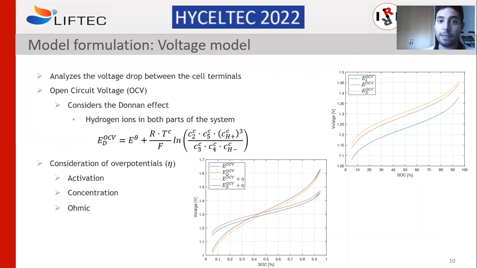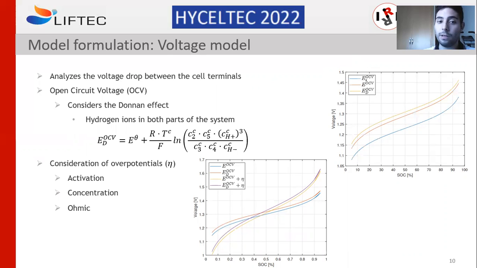Finally, here we present the voltage model that, as can be seen, helps to analyze the voltage drop between the cell terminals. And as I said, we not only use the open circuit voltage with the Nernst equations, but we have also considered other effects, for example the different overpotentials: activation, concentration, and ohmic overpotentials.